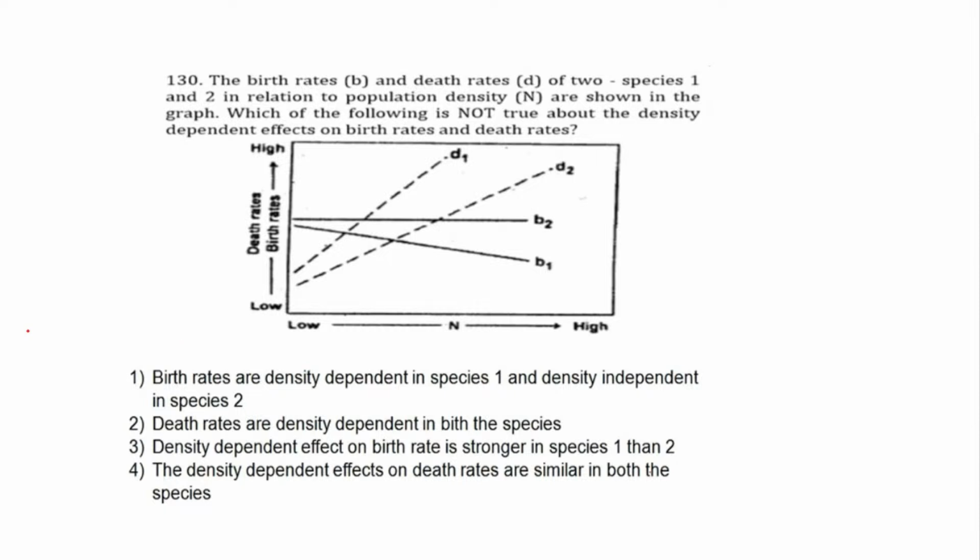So here they have given you the population density on the x-axis. So from low to high it is increasing. And then you have the birth rate and the death rate on the y-axis. Now the birth rate is given as B for the two species, B1 and B2, and the death rate is given as D1 and D2.